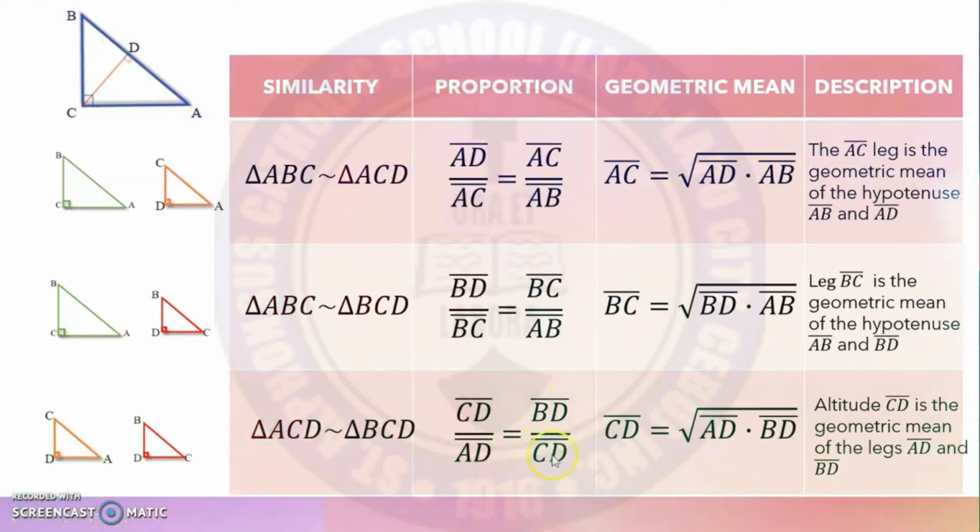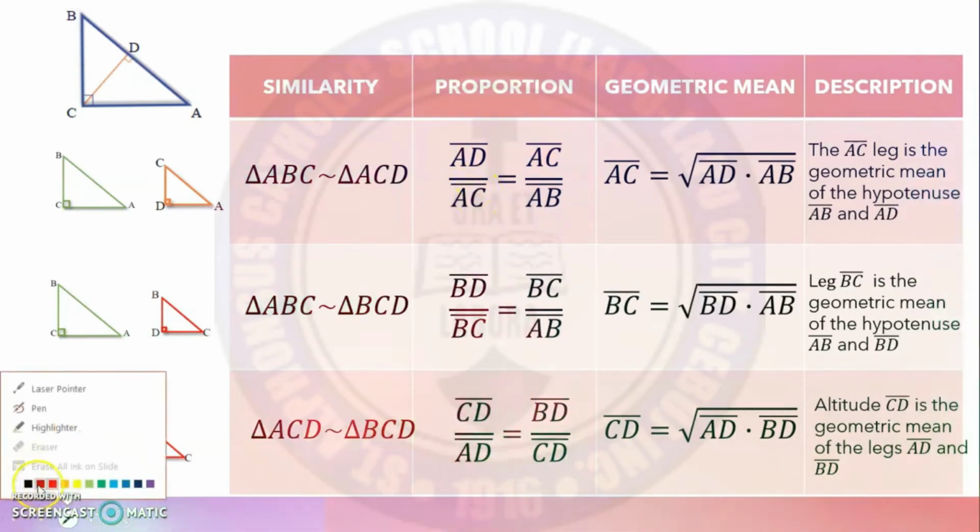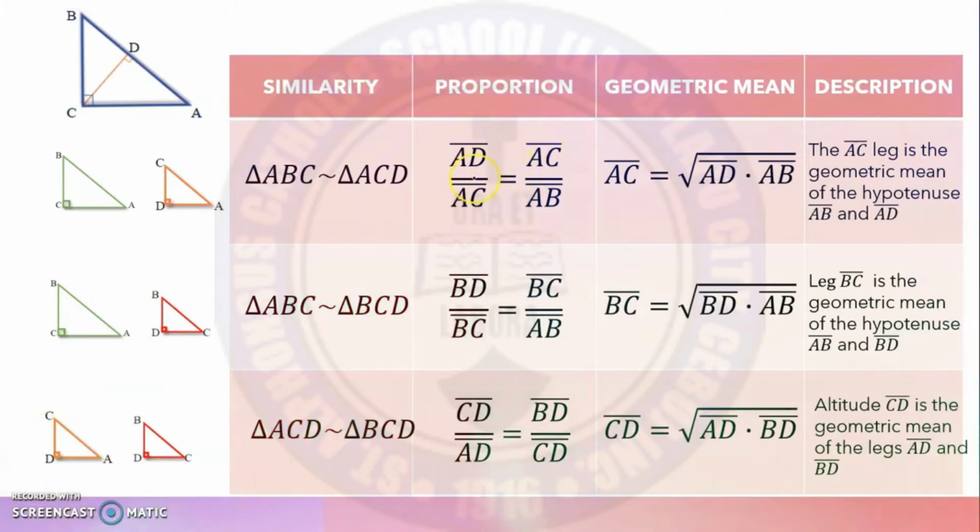So that's why we will write it according to each other or opposite to each other, CD. Then the two segments it divides, it is AD and BD. Actually, class, that is not only the proportion. You can have another way in writing this one. You could also write it in this way.